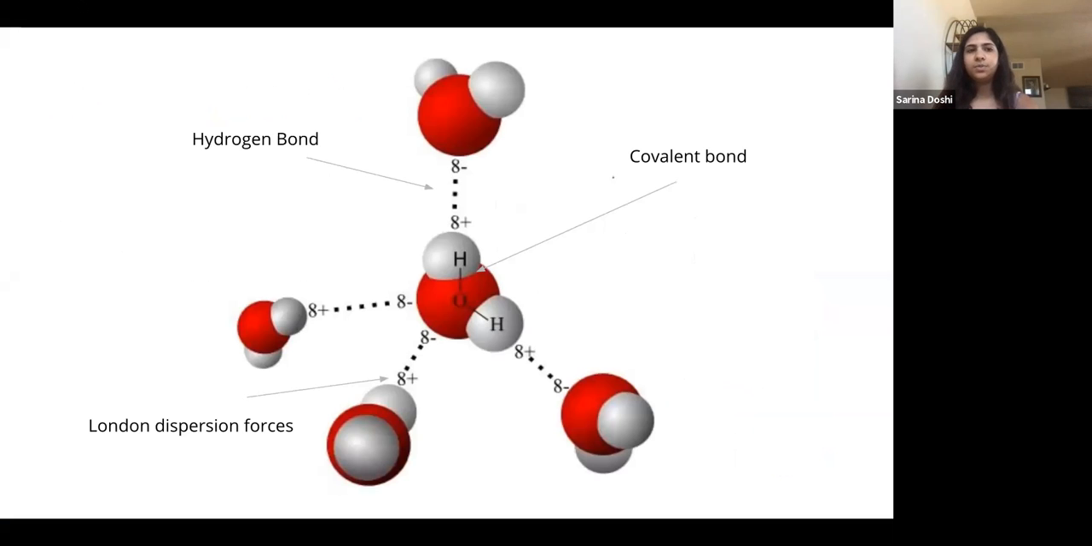So here we have multiple water molecules. The oxygen molecule is in red and the hydrogen molecules are in gray. So we've got multiple different bonds and interactions within the molecule and also in between different water molecules. Within the molecule, there are covalent bonds between the oxygen and the hydrogen, as well as hydrogen bonds between two molecules and London dispersion forces. We'll talk about London dispersion forces and hydrogen bonds in a second. First, let's talk about covalent bonds.